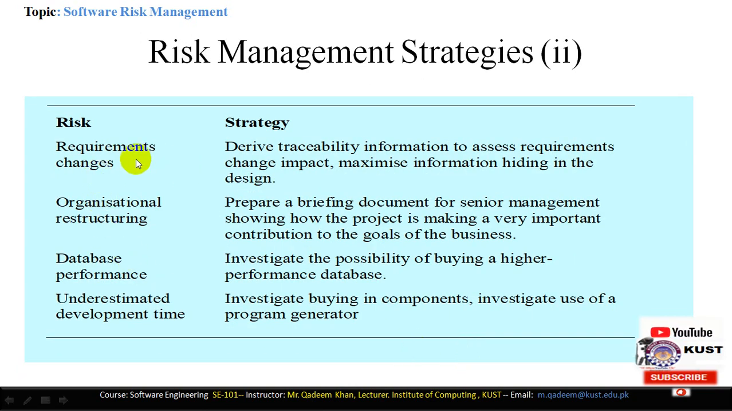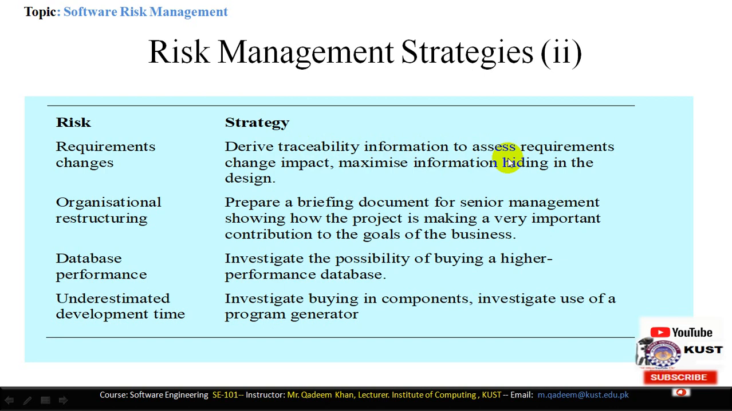Another risk and its strategy is requirement changes. Requirement change means that suddenly new requirements come and the previous requirements are discarded. So what should be the strategy? Derive traceability information to assess requirement change impact and maximize information hiding in the design. Basically, we should create the traceability matrix in which all the stakeholders can be notified that a particular requirement has been changed.